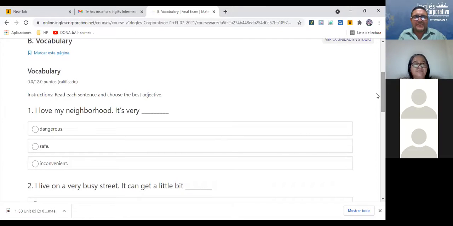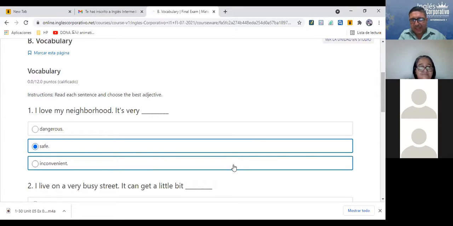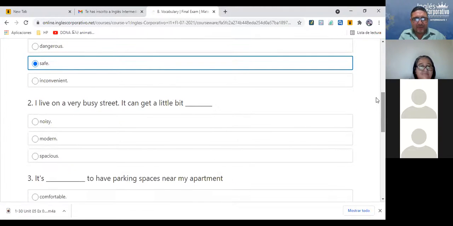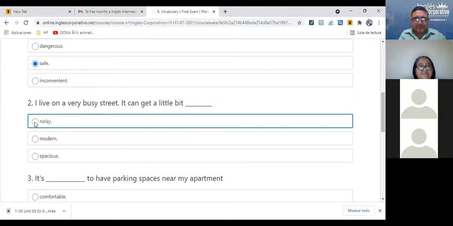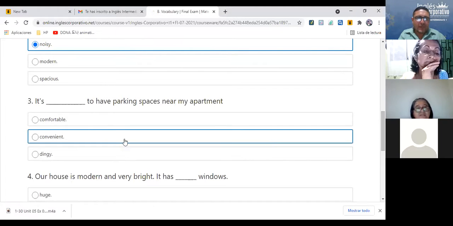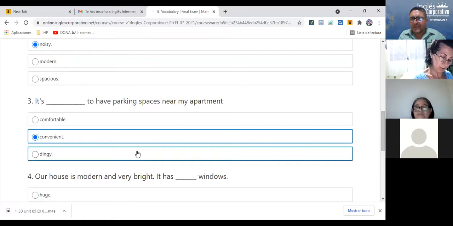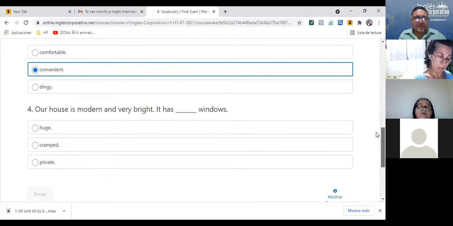I love my neighborhood. It's very what? All right. What about number two? I live on a very busy street. It can get a little bit noisy. Okay. It's blank to have parking spaces near my apartment. Convenient or comfortable? Convenient. Okay, what's the meaning of dingy? Do you remember dingy? Dingy is a synonym of dirty, not clean. Okay, what about number four?